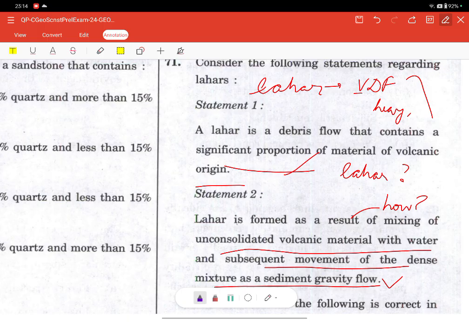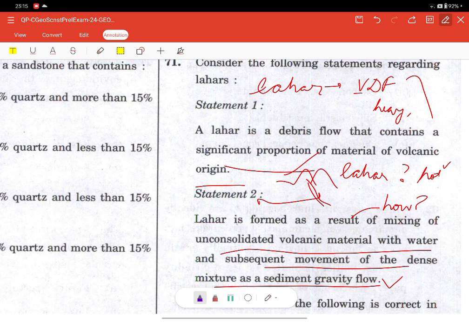Also, lahars are extremely destructive in nature. They can occur during or after the eruptions, and they follow the pre-existing river valleys that are already there, and they travel tens to thousands of kilometers. And pyroclastic flow is not equal to lahar, because pyroclastic flows are hot and gas supported, and lahar is water rich and gravity driven.